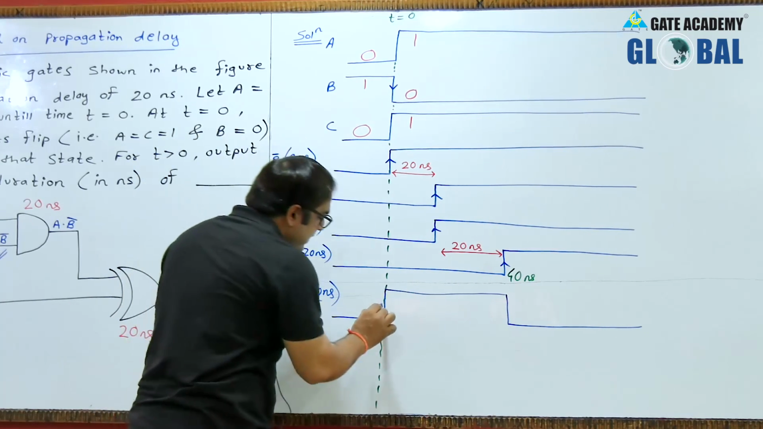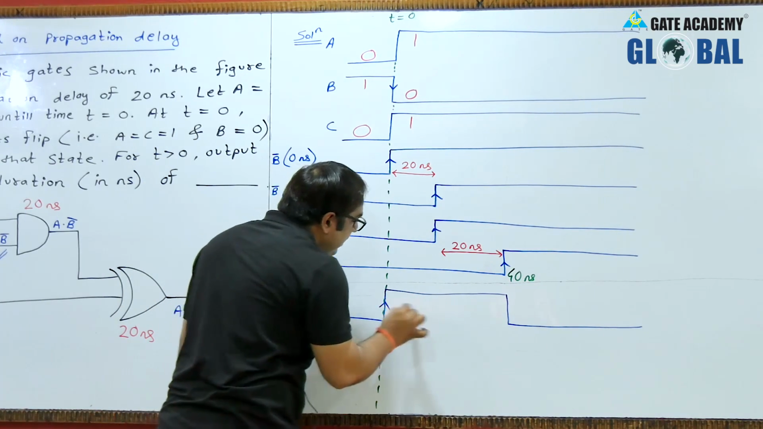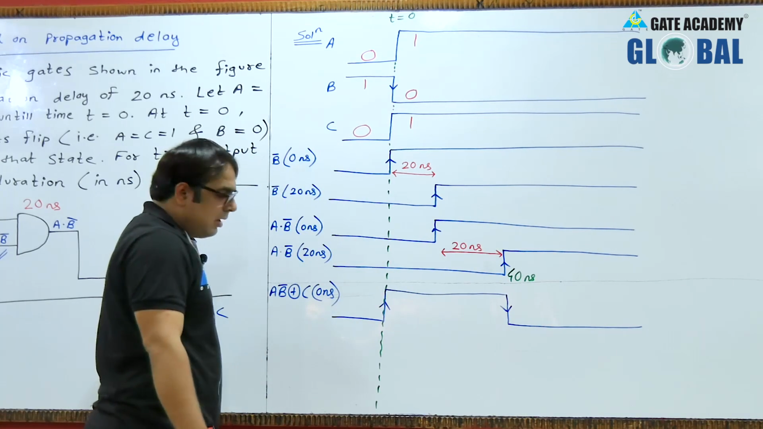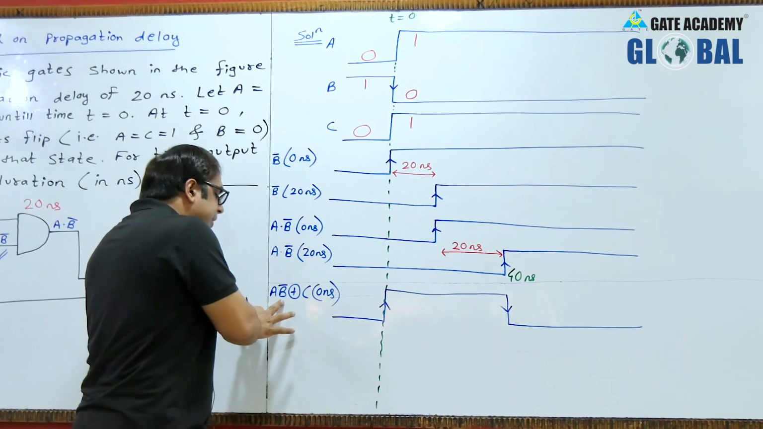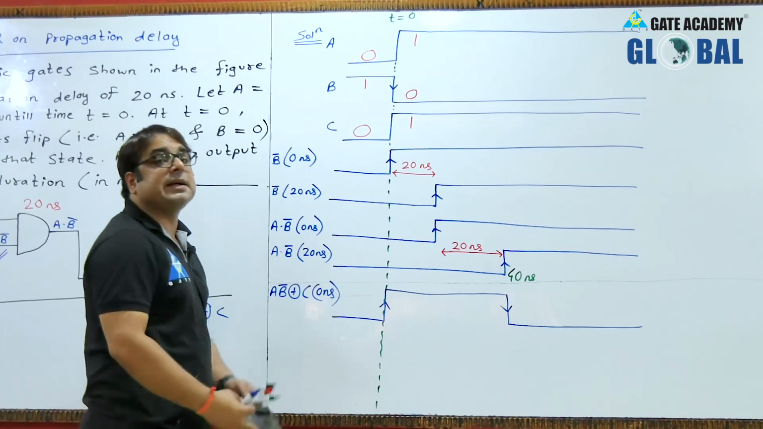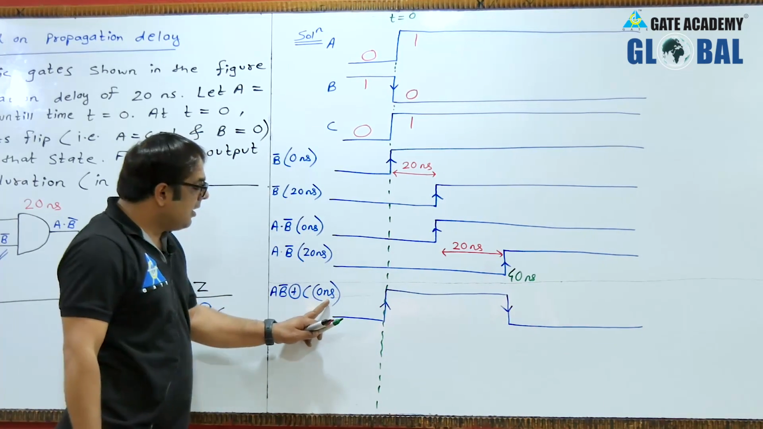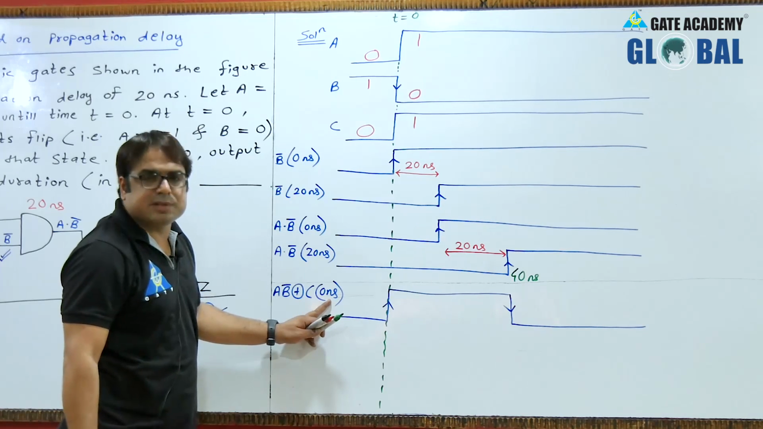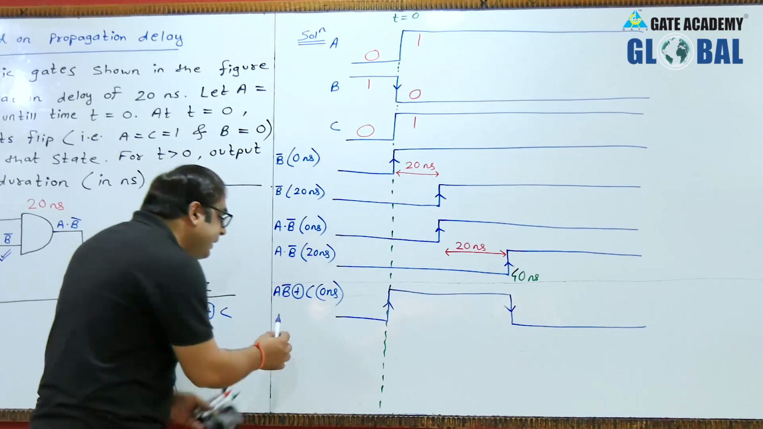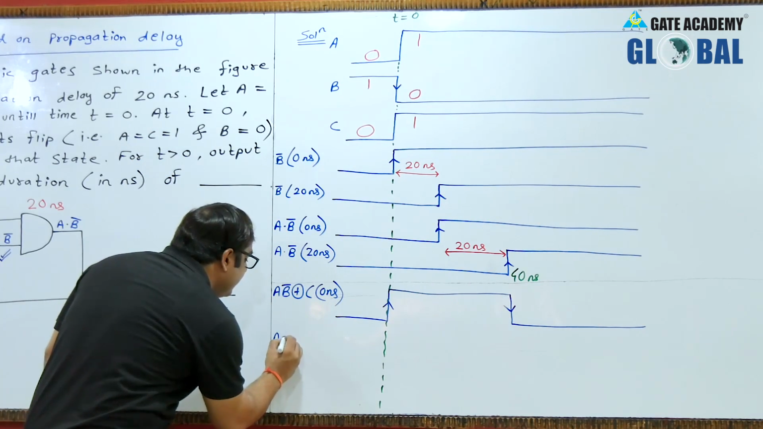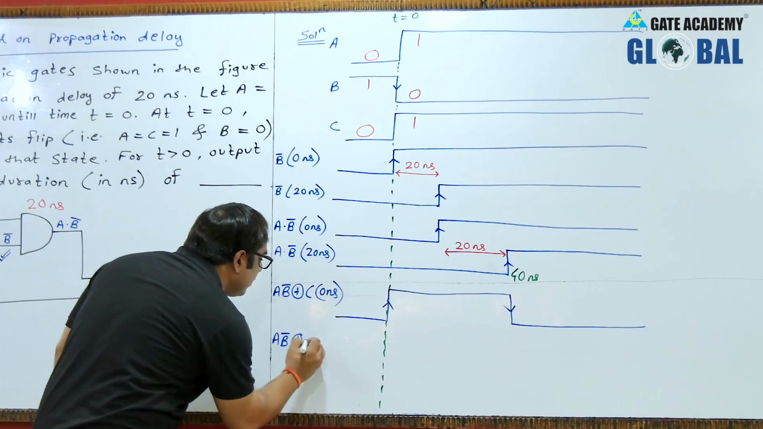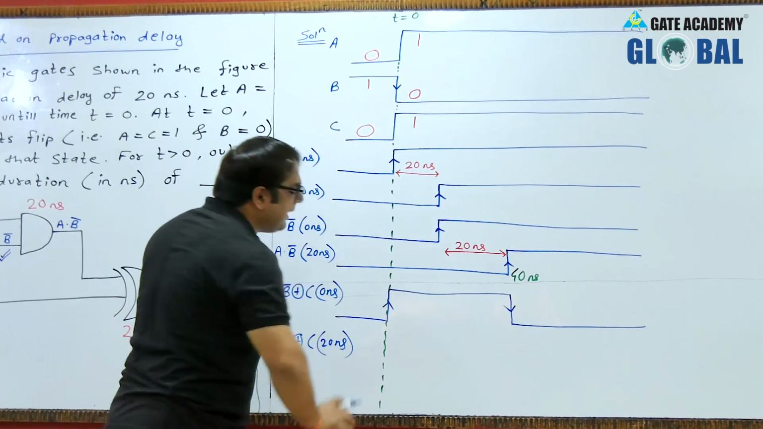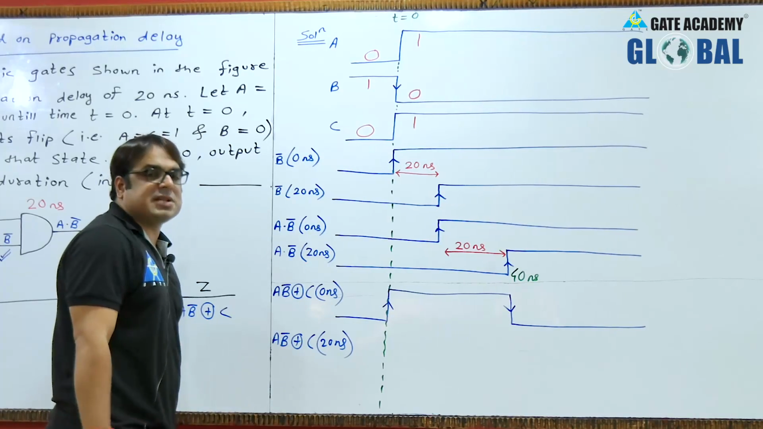Okay. So this is a transition from low to high and this is a transition from high to low. This is the output AB complement XOR with C, but this was assuming a delay of 0 nanosecond. But the actual delay is 20 nanosecond for all the logic gates.